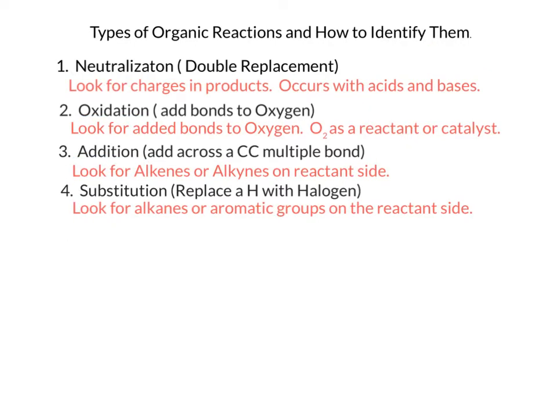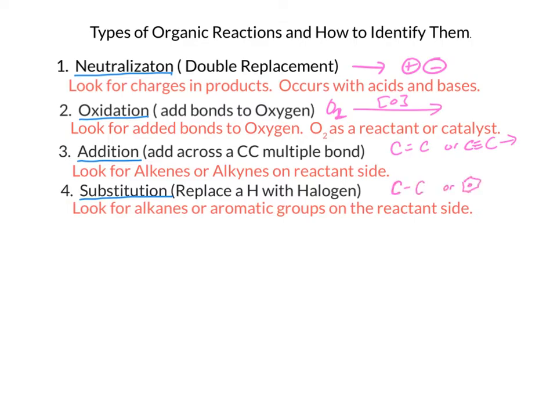So far we've discussed the first 4 reaction types. Neutralization, where we look for the charges in the products. Oxidation, where we look for oxygen on the reactant side or over the arrow inside of a bracket. Addition reactions, where we expect to see alkenes or alkynes on the reactant side. And substitution reactions, where we're going to have alkanes or aromatic compounds as our starting material on the reactant side.